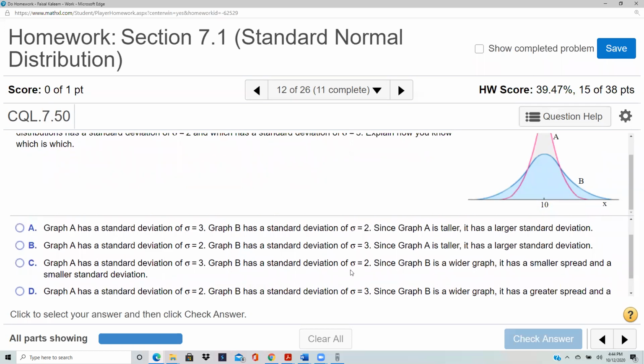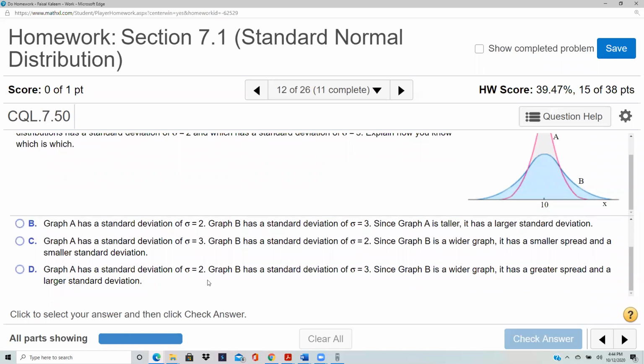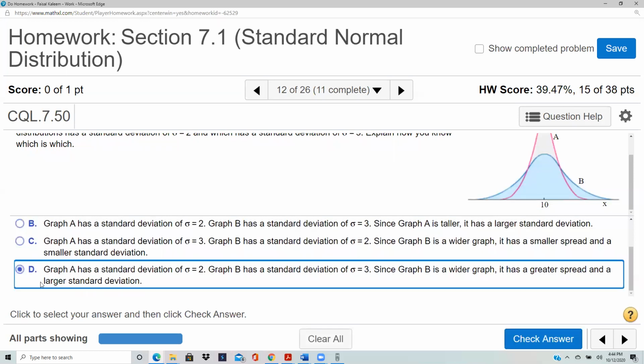But let's look at C. So C gives the wrong number. We know that A is 2 and B is 3. So B is the wider graph, agreed. It has a greater spread and a larger standard deviation, right? We already know that. A has smaller and B has larger. So that's also one way to remember: if the graph is wider, then it has a wider spread and therefore a larger standard deviation, because standard deviation measures how much data is dispersed.